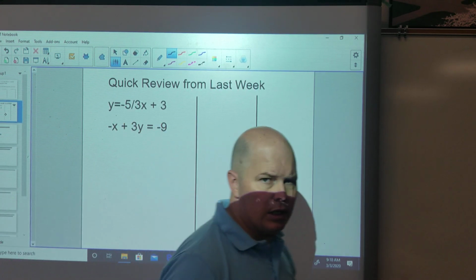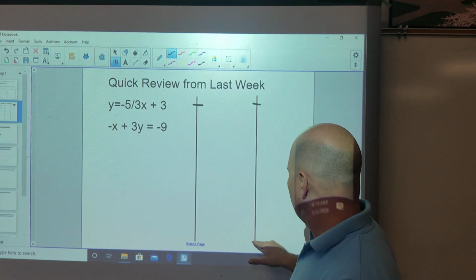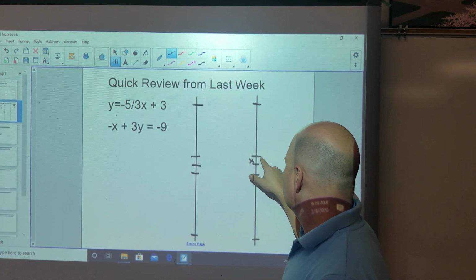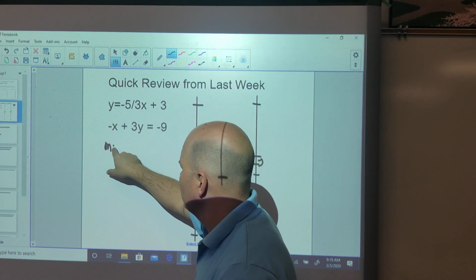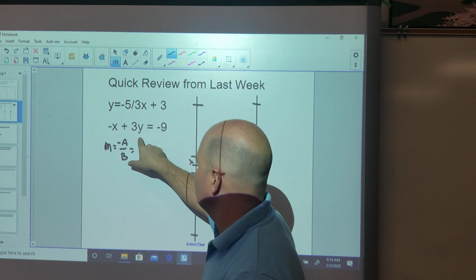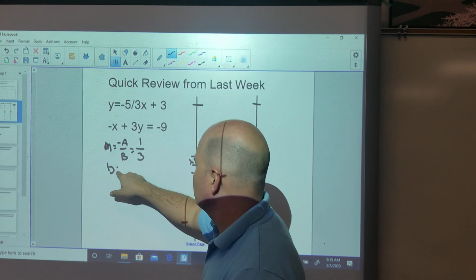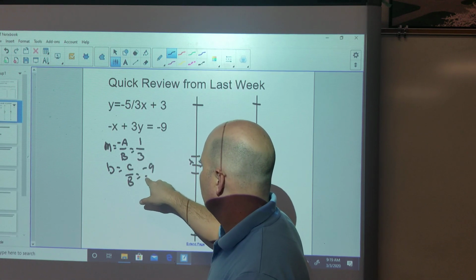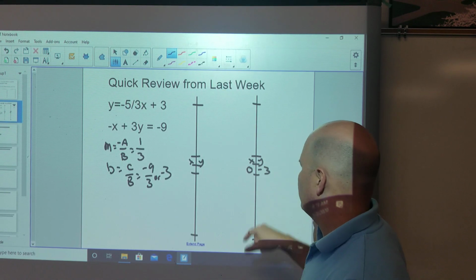So to solve this system using my multi-directional XY charts, I'm just drawing out my charts. XY, XY. The slope on this one is going to be the opposite of A over B, which in this case is the opposite of -1, which is +1 over B, which is 3. And then my Y-intercept is going to be C over B, which in this case is -9 over 3 or -3. So I'm going to throw my Y-intercept right there.